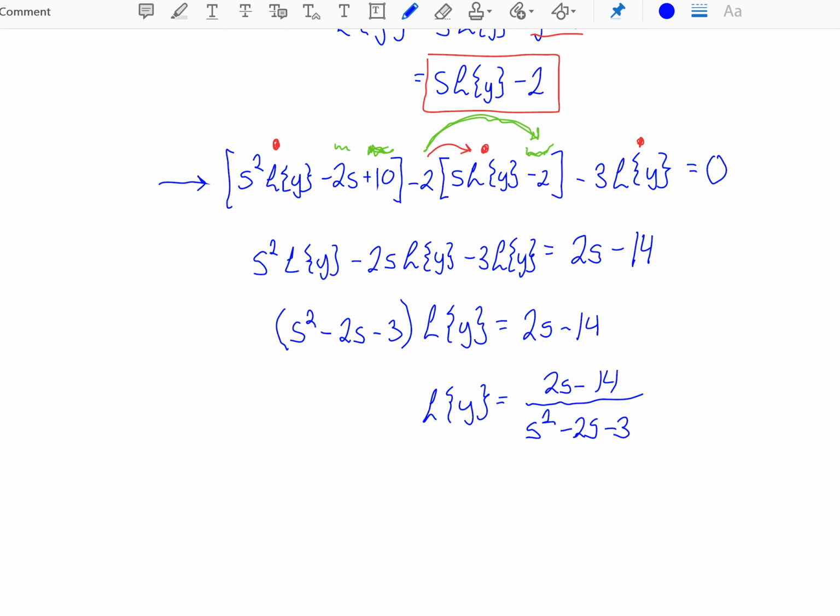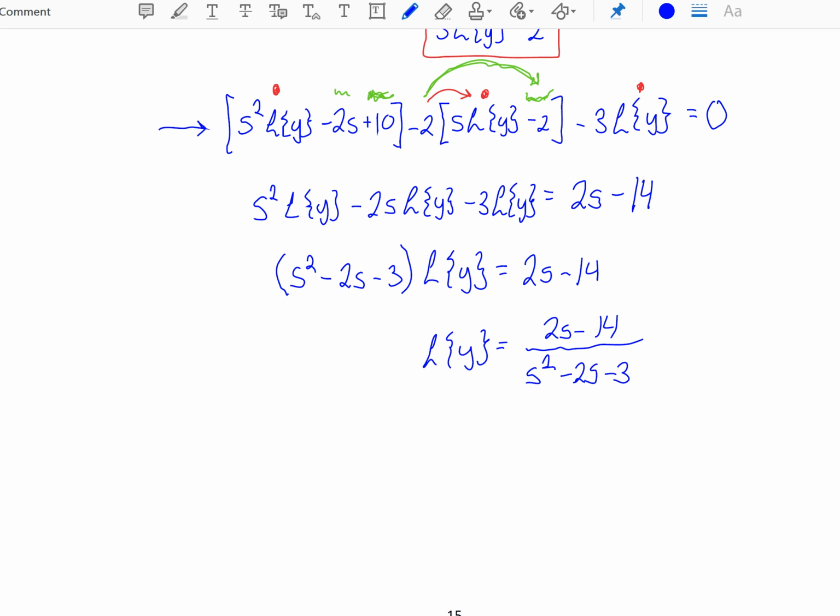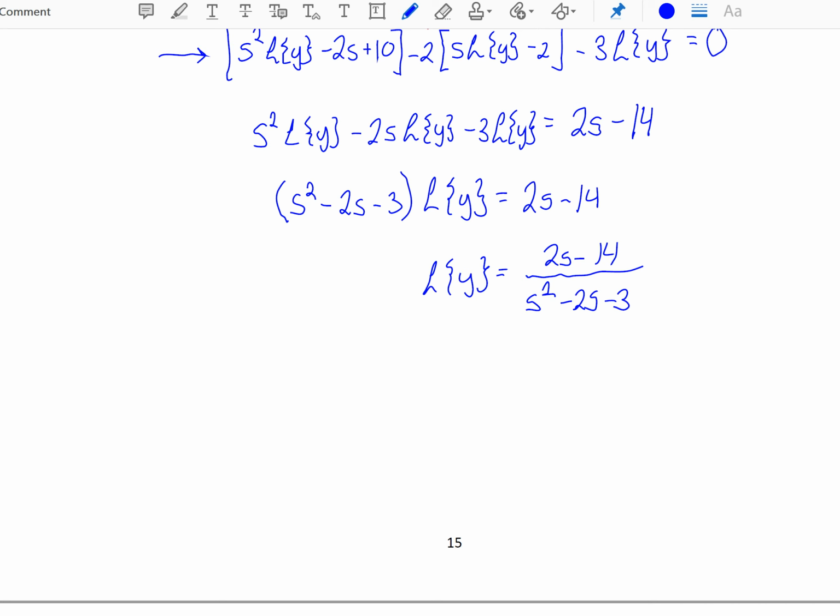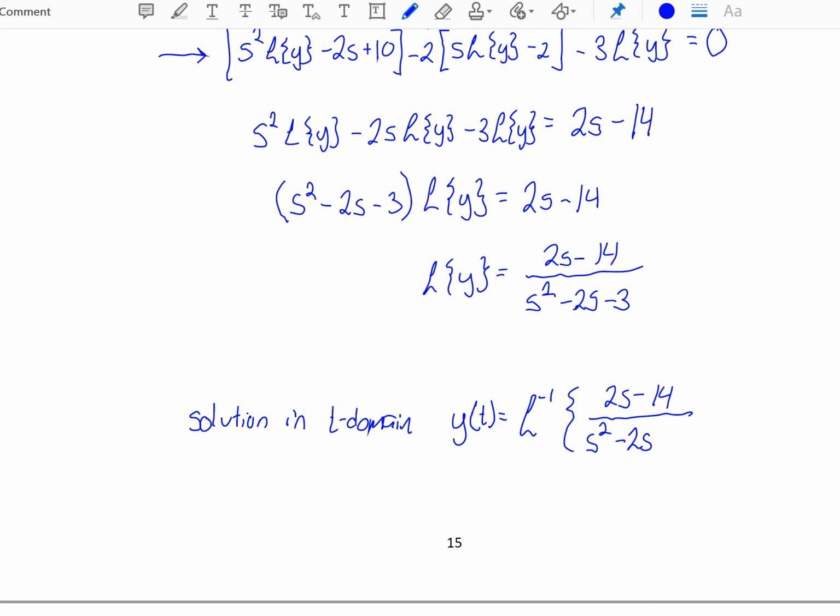Now we're at step 3 in our bypass strategy. This is the solution to our algebraic equation in the S domain. Now to find our solution in the T domain, we will apply the inverse Laplace transform to find that y of t is the inverse Laplace transform of 2s minus 14 over s squared minus 2s minus 3.